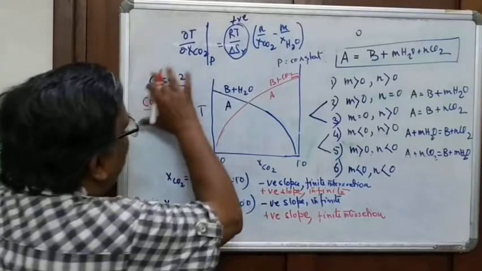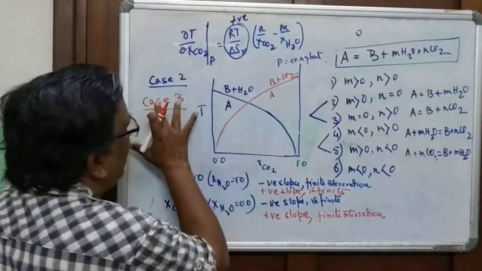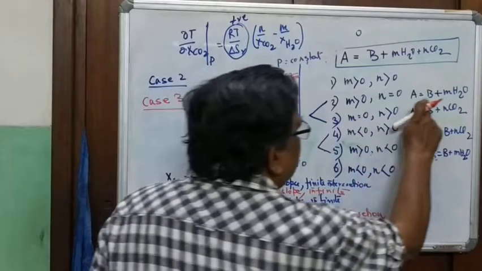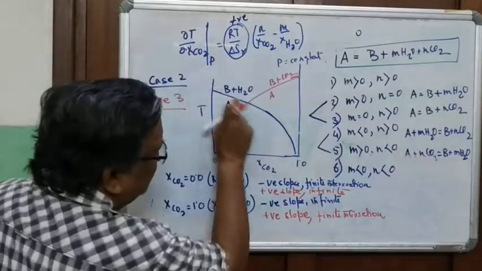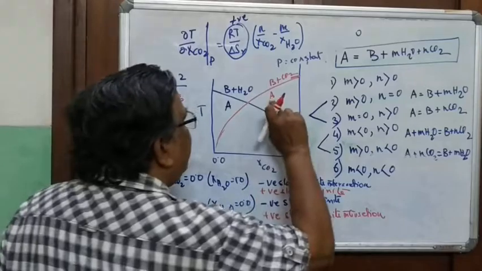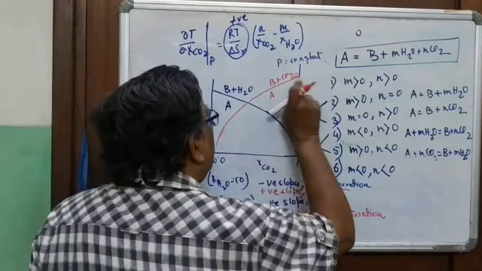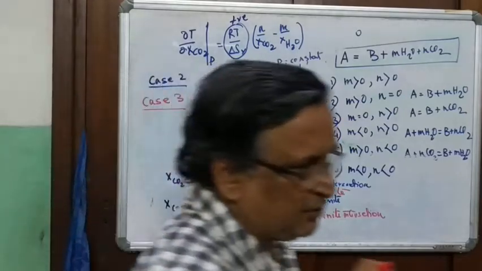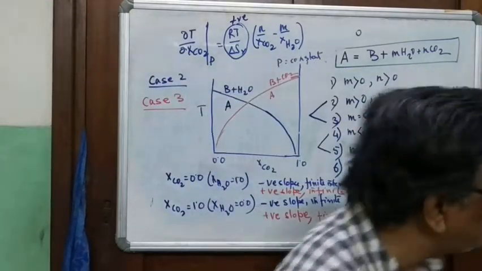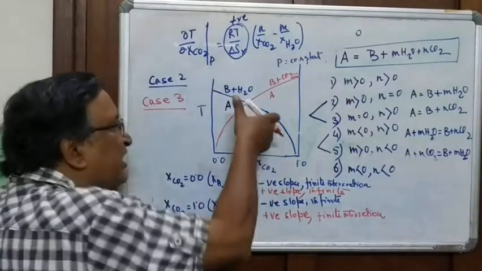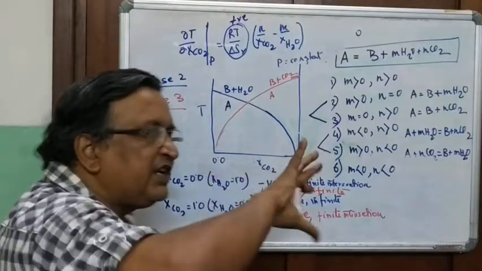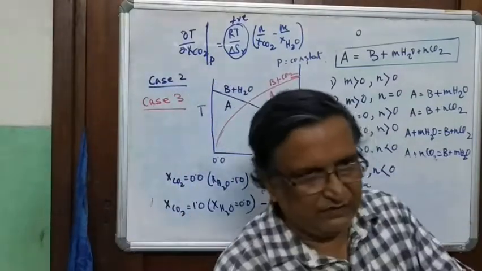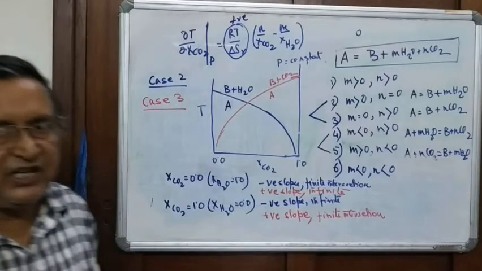So this is an important point where you have case 2 and case 3. Where you have A is equal to B plus H2O, it will have this type of a slope, and if you have A is equal to B plus CO2, it will have this type of a slope. So that is important. And this does not change if you change these values. They will only change their shape, that's all. The topology will change, but the shapes would not change at all.